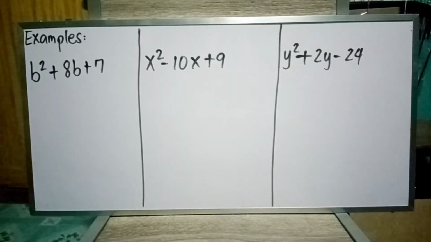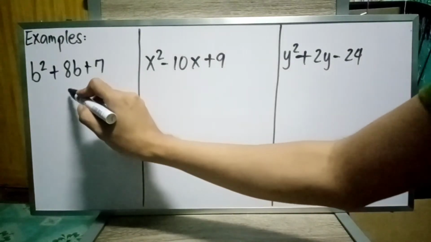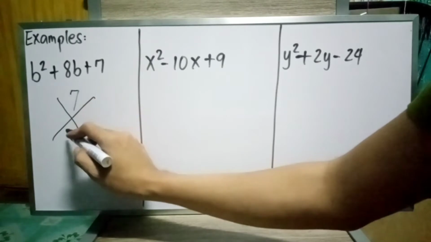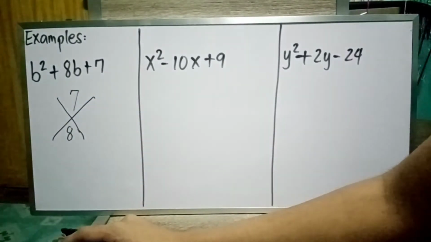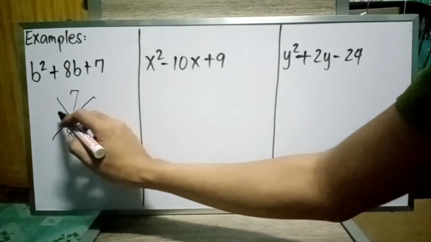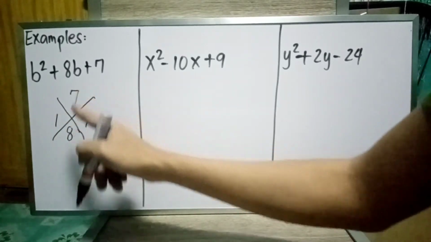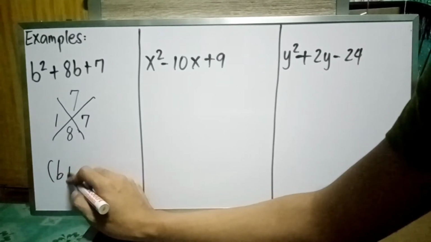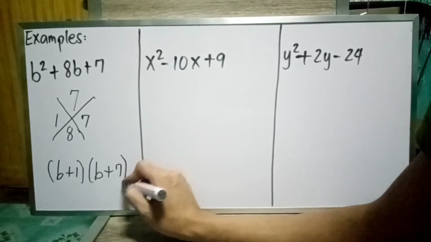Okay, another set of examples. We have b squared plus 8b plus 7. So get the constant, 7. What are the factors of 7 that will give you a positive 8? That is 1 and 7. So 1 times 7, that is 7. 1 plus 7, that is 8. So therefore, the factors are b plus 1 and b plus 7.